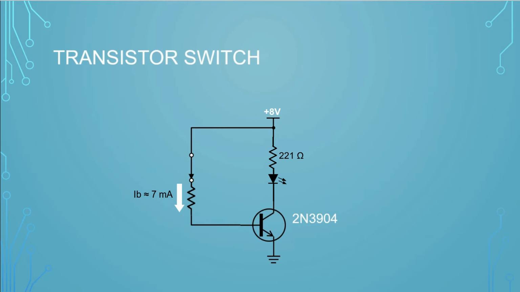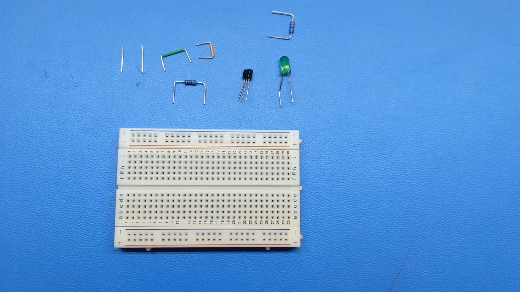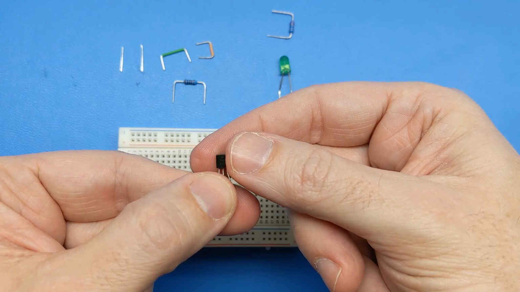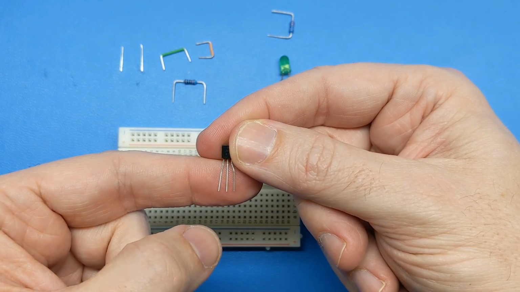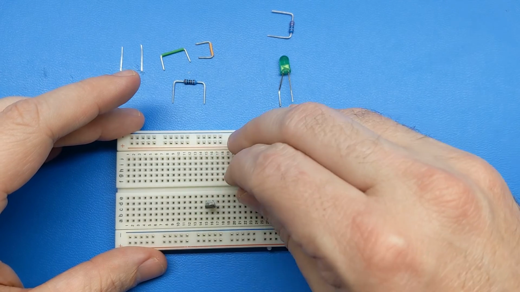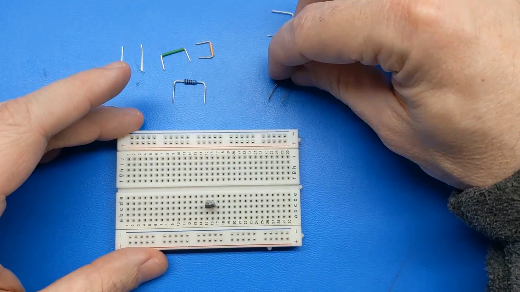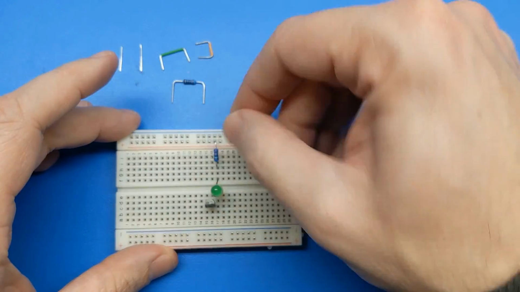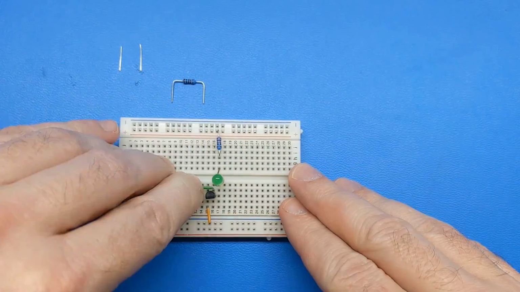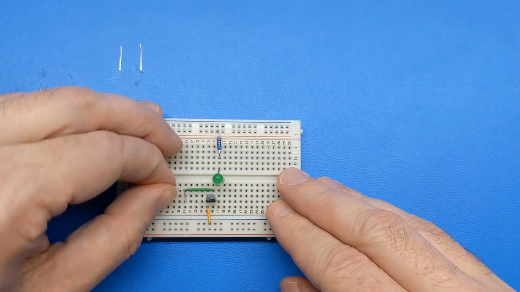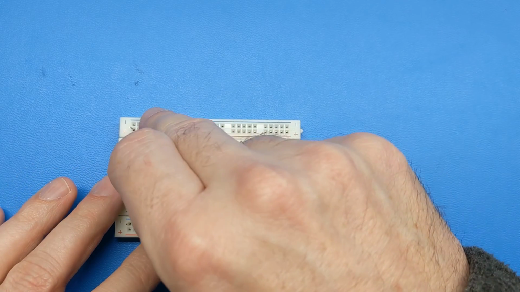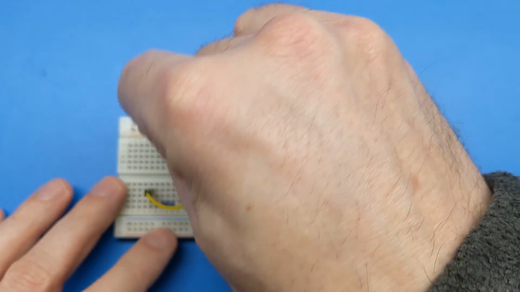Now, let's take a look at building the actual circuit. Again, I'm using the 2N3904 transistor, and the pins from left to right are the emitter, the base, and the collector. You can see all the parts that I'll be using. I have the LED, the resistor for the LED, and the resistor for the transistor base, along with some connecting wires and pins I'll be using to supply power to the breadboard. I'm using a jumper wire as a switch so I can easily connect the base to positive voltage or disconnect it.